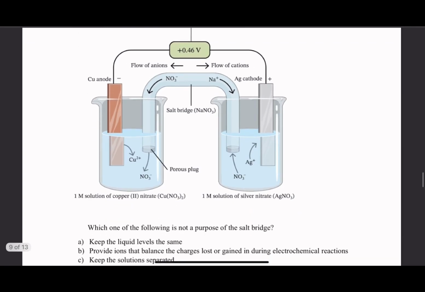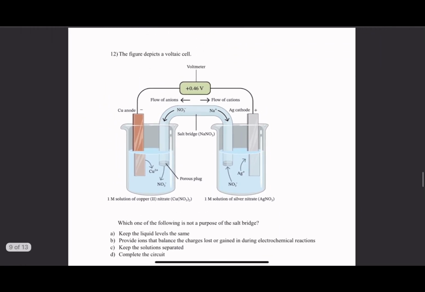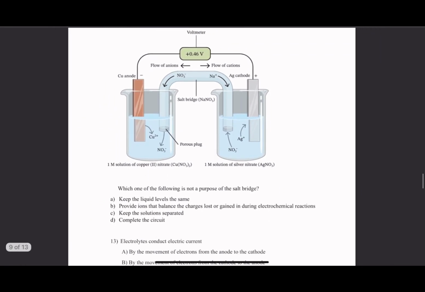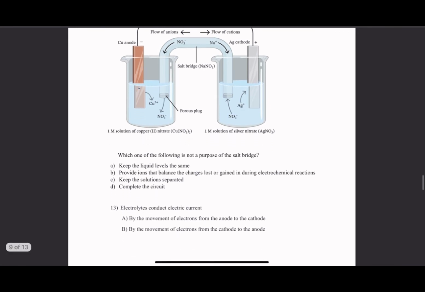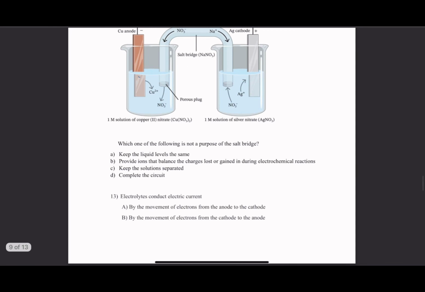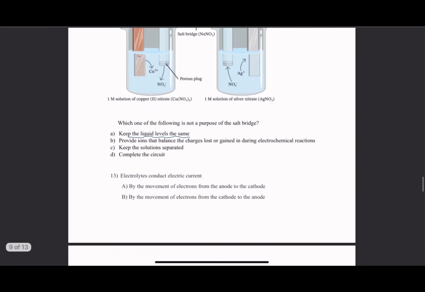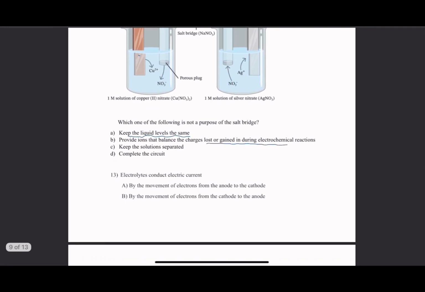Okay, now we move on to this question. The figure depicts a voltaic cell. Okay, we have copper, silver. This is the one that we had. Which of the following is not the purpose of the salt bridge? Keep the liquid levels the same. Provide ions that balance charges lost and gained during electrochemical reactions. Keep the solutions separated. Complete the circuit.